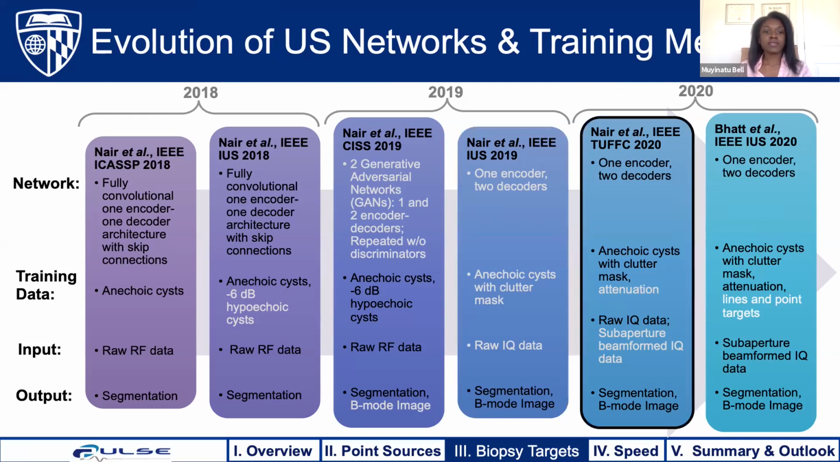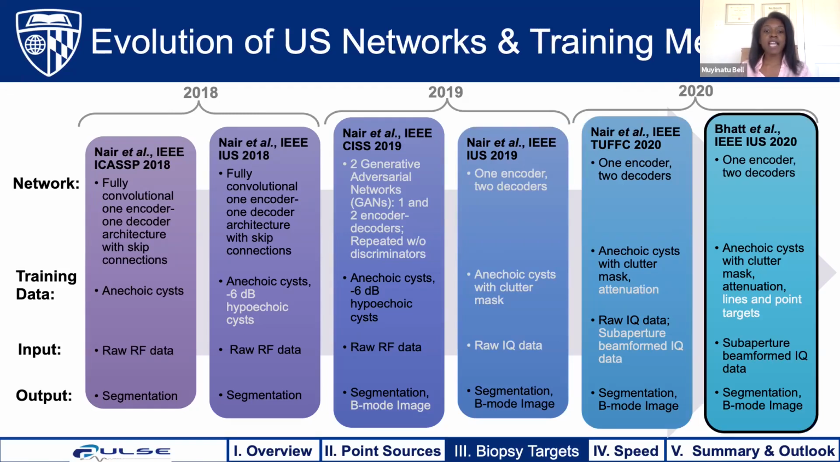And then the final two networks included modeling the effects of attenuation during the training process and testing with subaperture beamform data, and finally adding more features during training to further improve the quality of our results. More details about any of these architectures are available in the 6 publications summarized on this slide. And now I'll go into the rationale for some of the design choices that I mentioned.